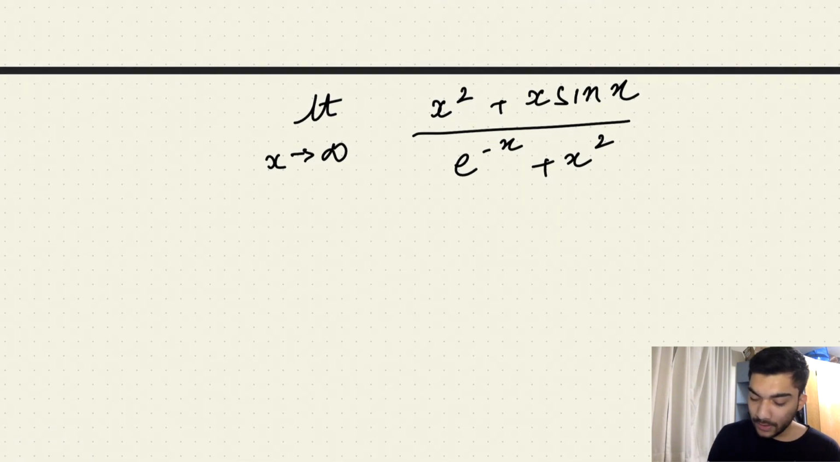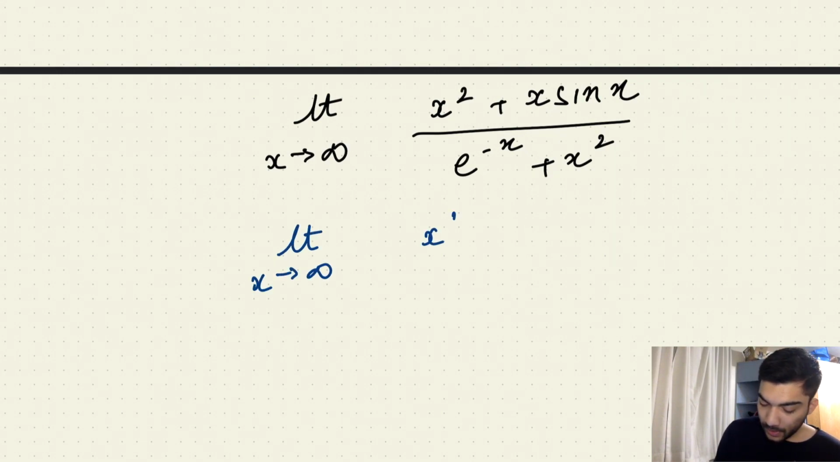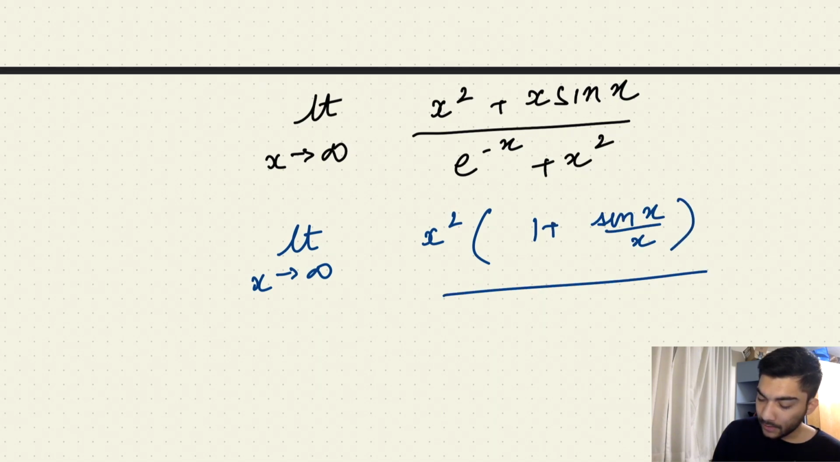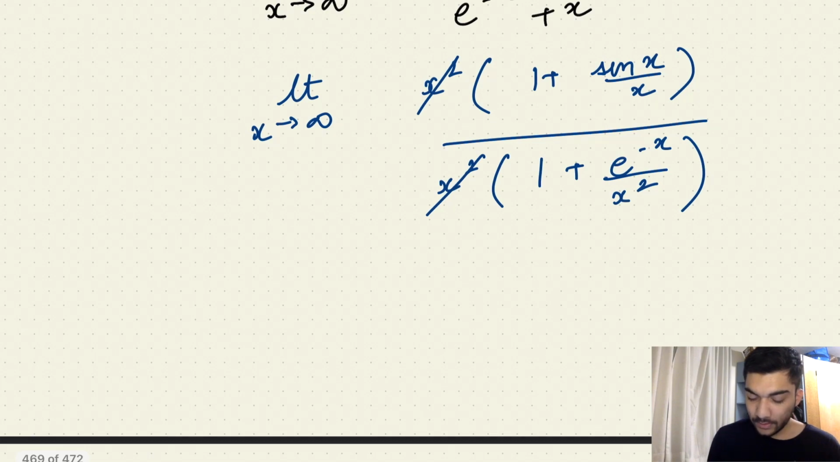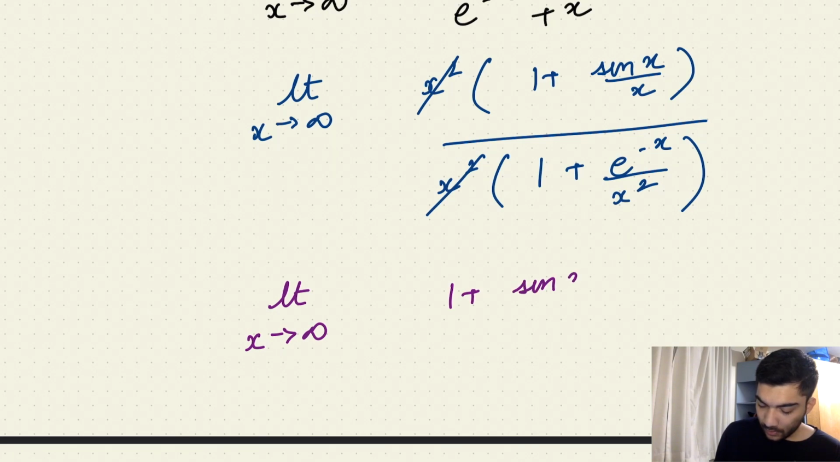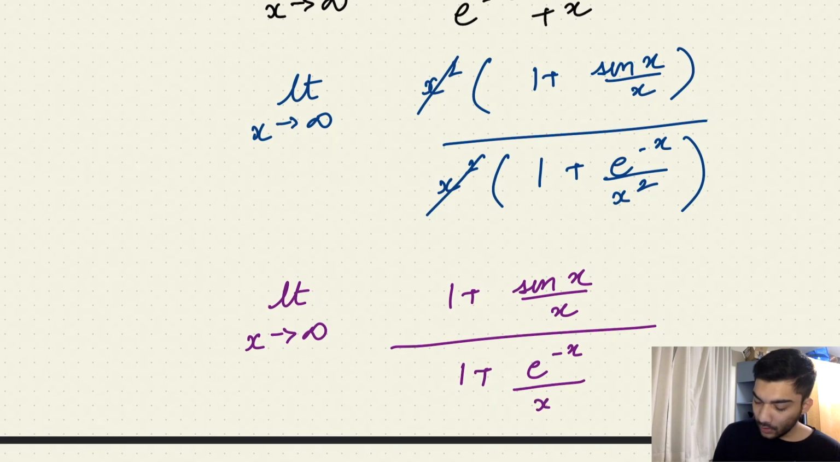And now for solving this limit, we can take x square common in the numerator and denominator. So this would be the limit as x approaches infinity of x square times 1 plus sine x over x, upon x square times 1 plus e to the power minus x upon x square, right? And now we can cancel these x squares in the numerator and denominator such that your final limit expression will be 1 plus sine x by x upon 1 plus e to the power minus x upon x square.